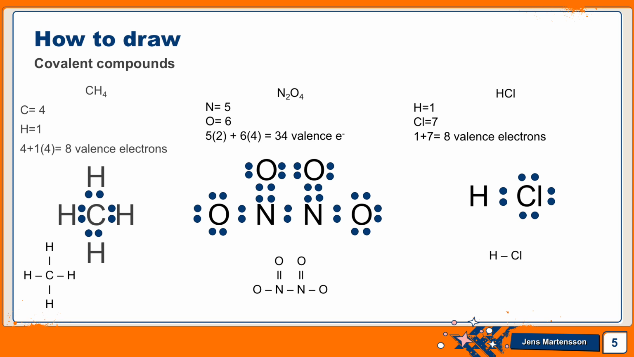And lastly, we have hydrochloric acid, both nonmetals, 8 valence electrons to work with, and hydrogen and chlorine are sharing these 2 electrons to maintain a full octet.